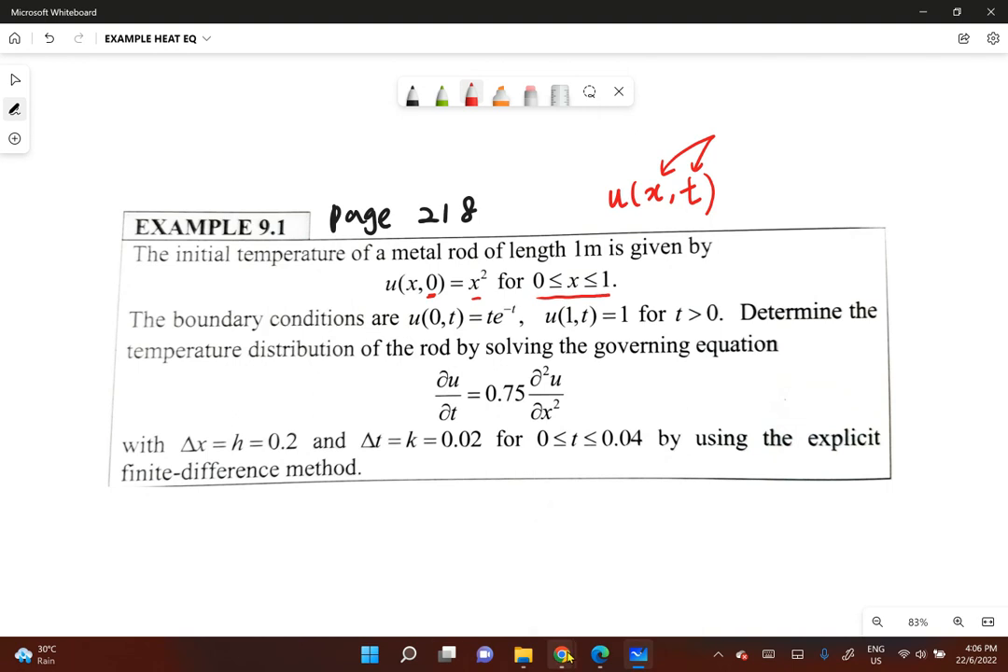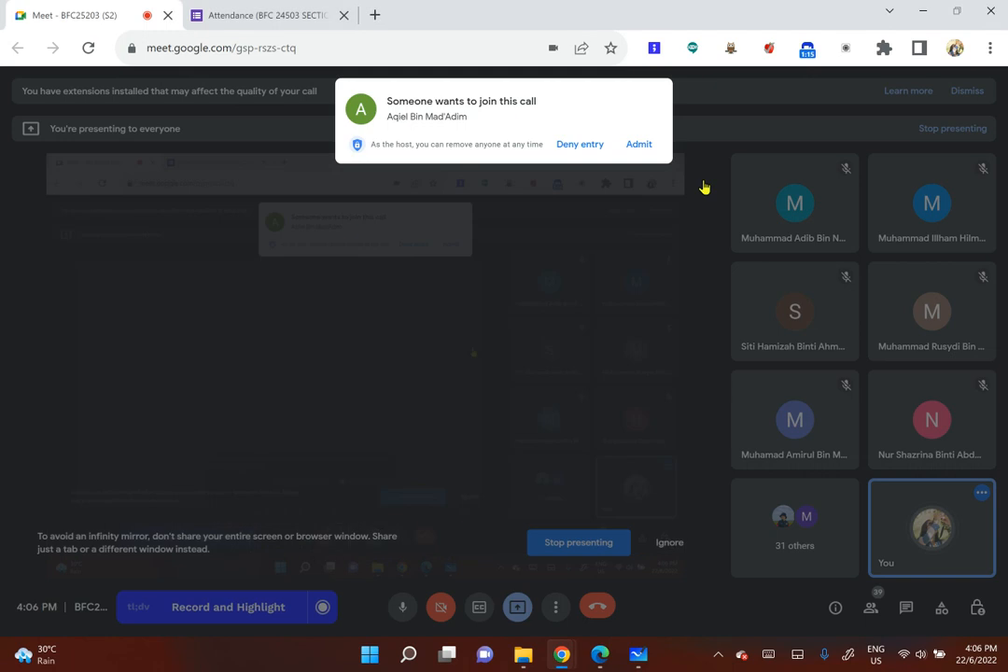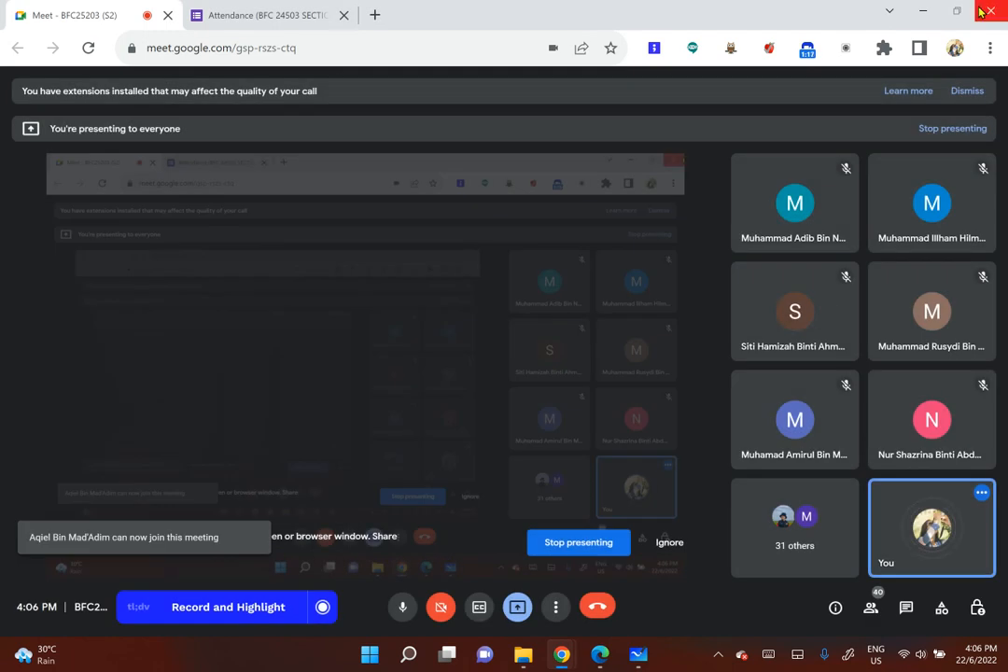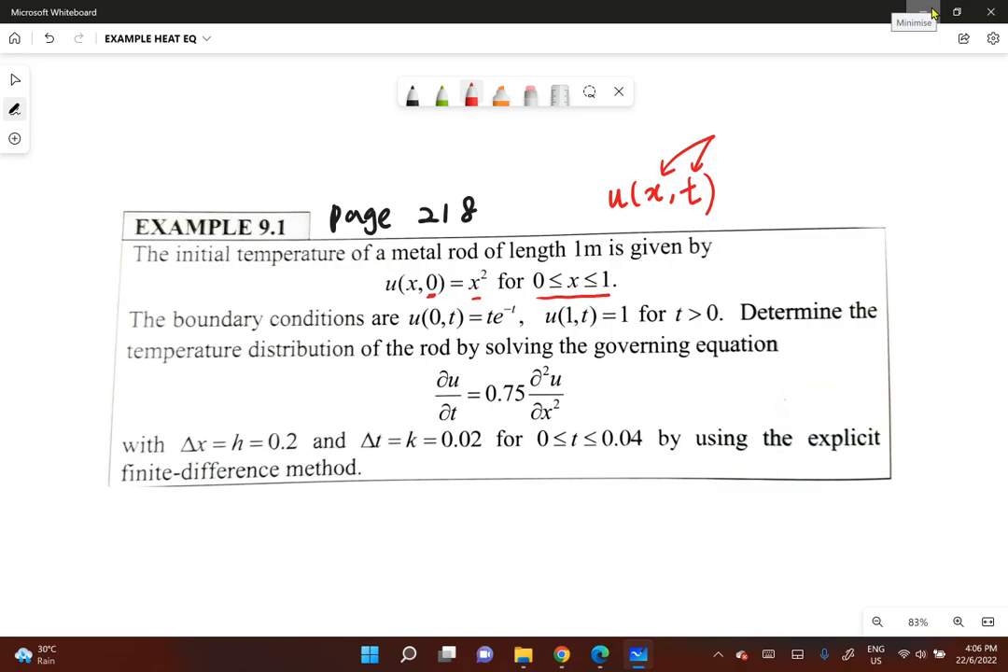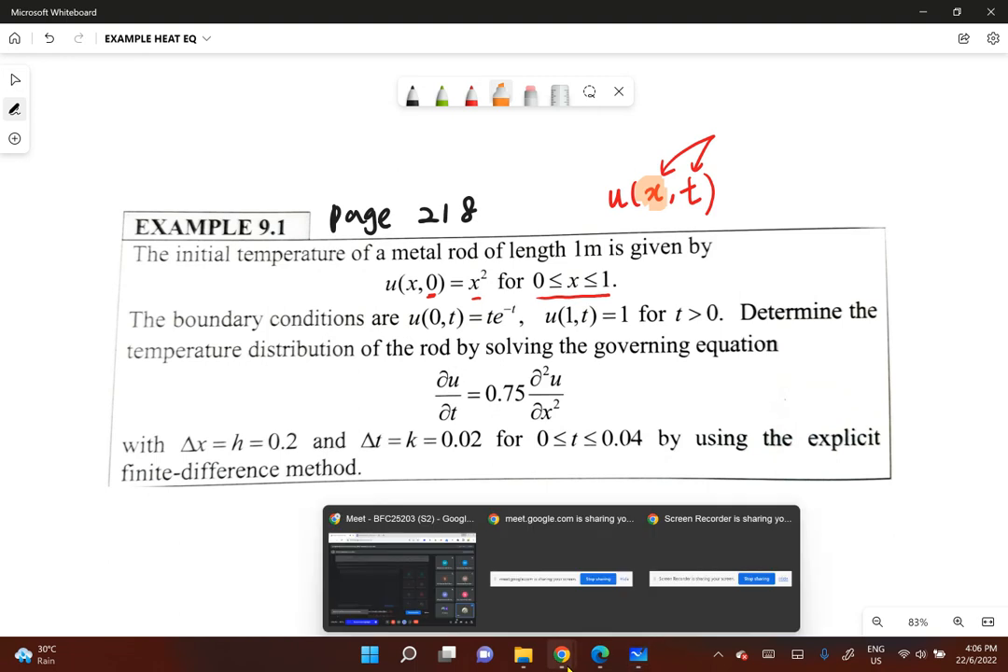It cannot auto-admit, so I have to admit your friends. And the boundary conditions are, when x is 0, here this means x. I have to admit your friend again.